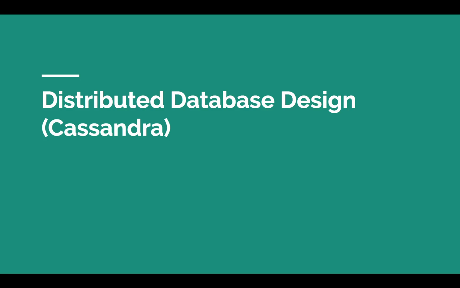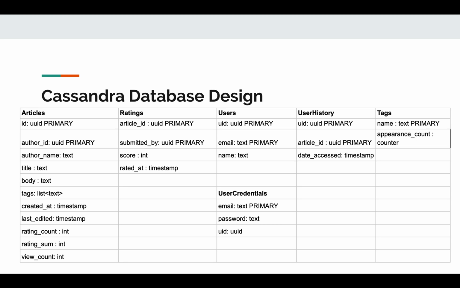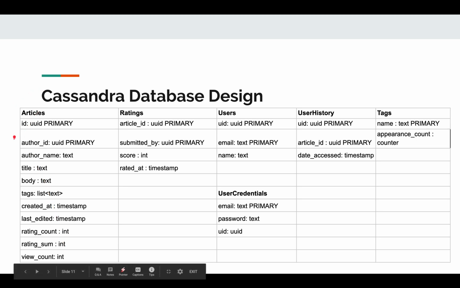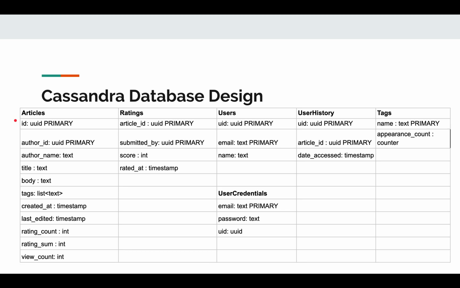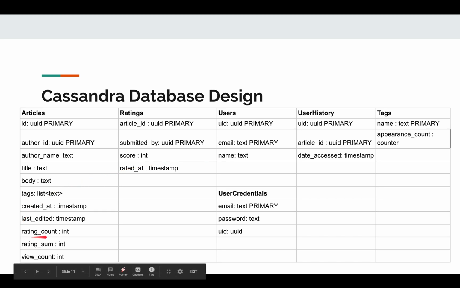Moving on to our distributed database design. In our distributed database, we try to use unique IDs to identify most of our tables. This way it makes partitioning data into different nodes really easy and querying data a lot faster. We also have some duplicated data because Cassandra is a NoSQL database. For example, we have author name, which also refers to the user's name. And we also have rating count and rating sum, which is also the same as score in the ratings table.